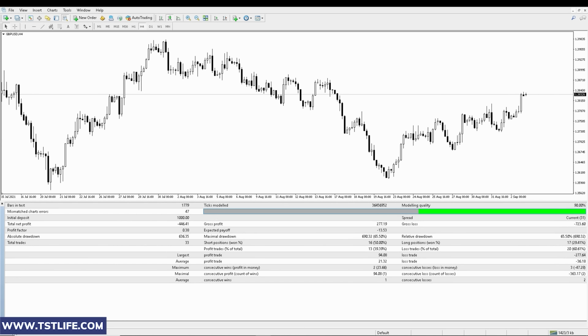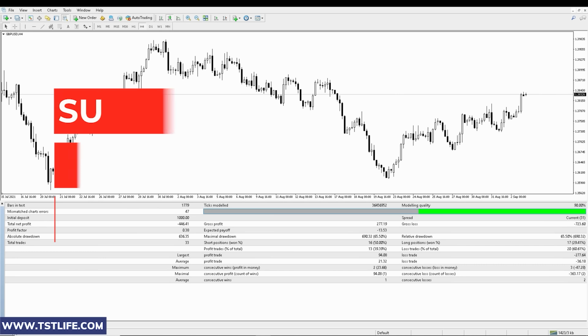We've just completed backtesting this strategy. Let's look at the results. We can see that we had 33 trades and the success rate is only 39.39%, which is extremely different from the 92% claimed by the author of the strategy. The drawdown is 65.5%, which is incredibly high. We've lost more than $446.